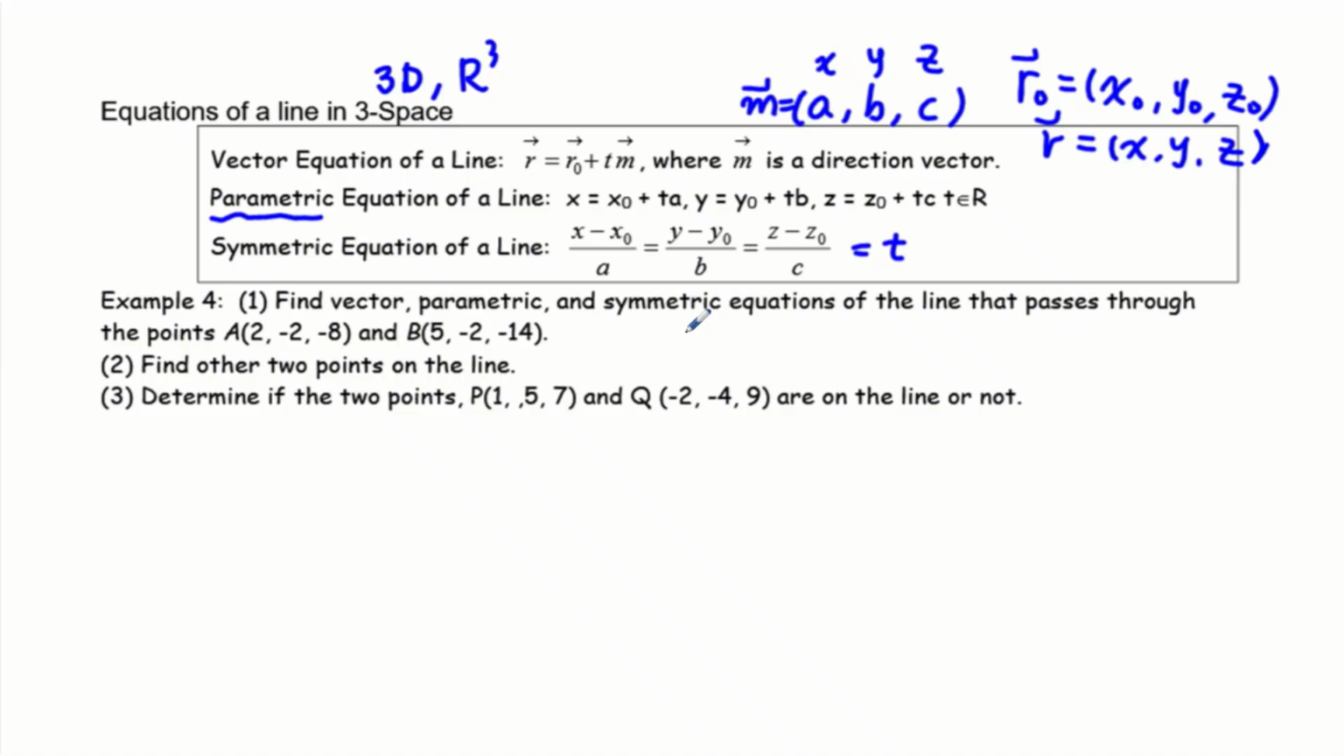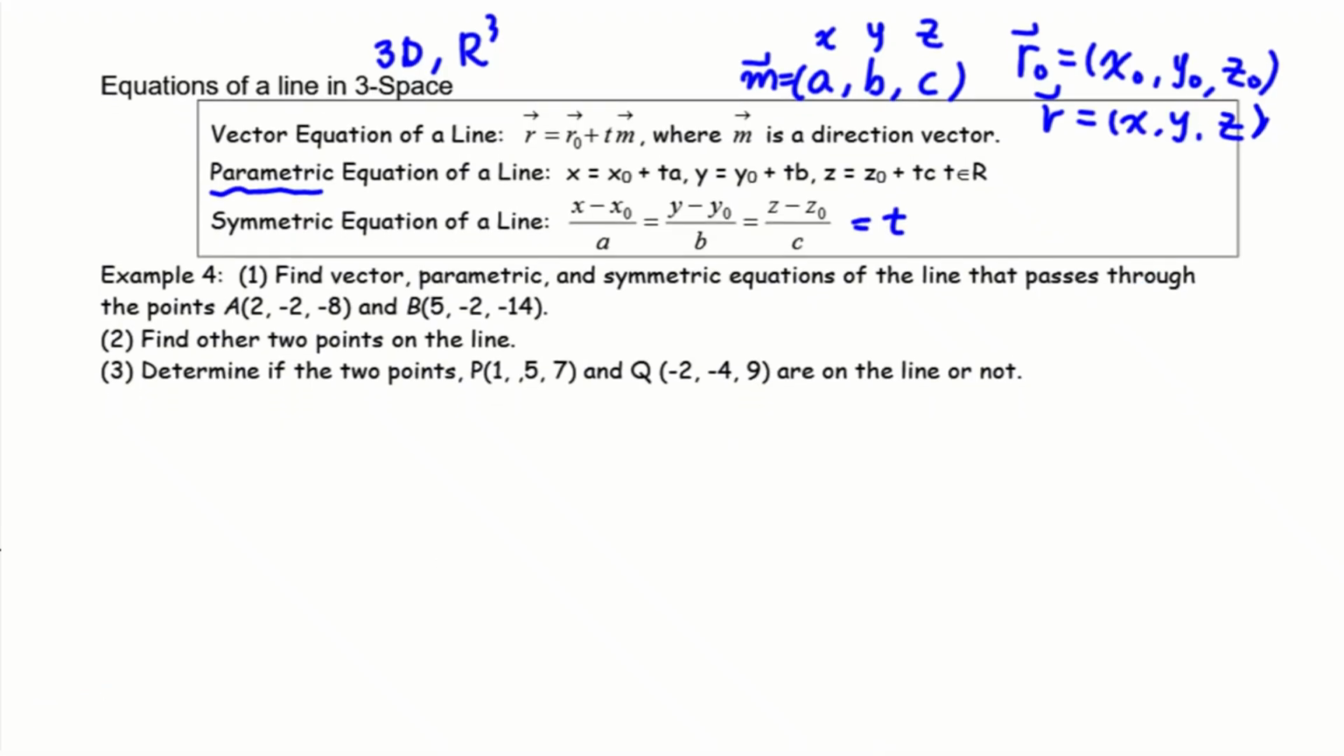And this time we don't have a Cartesian equation. The standard form ax plus by plus c equals 0 may not work, so we don't have that form. We only have 3 forms for the equations of a line in 3 dimensions. After that, we are going to practice how to find the equation of a line in 3 dimensions.